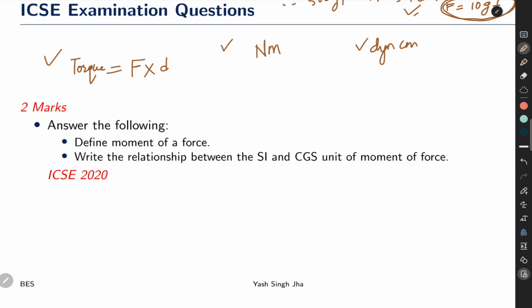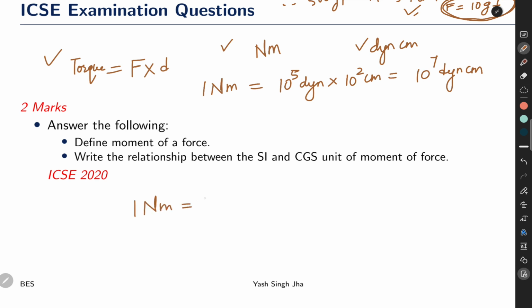What is the relationship between SI and CGS unit of moment of force? We know that 1 Newton meter, let's convert Newton to Dyne. We know 1 Newton is 10 to the power 5 Dyne. And 1 meter is 100 centimeters. So the relationship is 1 Newton meter is 10 to the power 7 dyne centimeter.